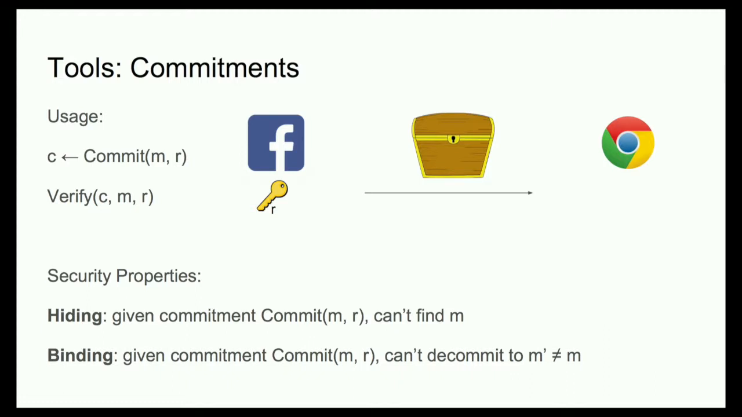So this means that the value that you put in the commitment, when someone else is looking at it, they won't be able to tell what the value was. It's hidden, like it's inside the box.